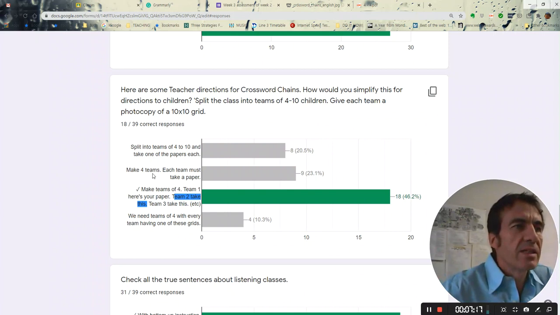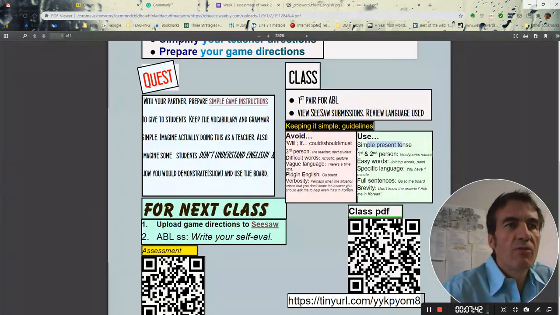Many of you have said this, make 4 teams, each team must take a paper. That's not as simple as this. Now you might say, well, that's not short, you're saying so much, but really all one team is listening to is this and take this. That's all they're listening to. You're using a modal here, must. And we said try to avoid using must, could, should, like that.